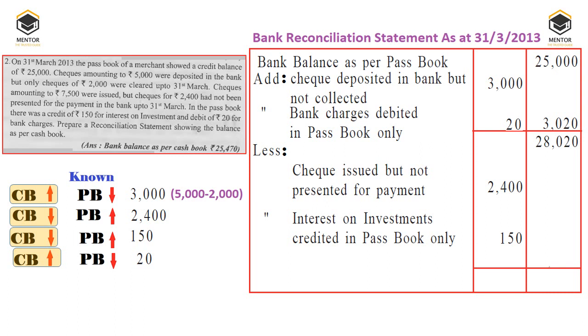Then 28,020 is the main balance. From that, we will deduct the less items, 2,550. Resultant figure 24,470. Then bank balance as per cash book. The passbook is given, the balance as per cash book we will write. Right. So this is the second question.